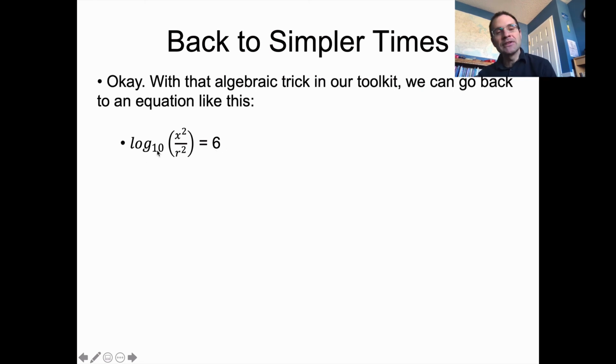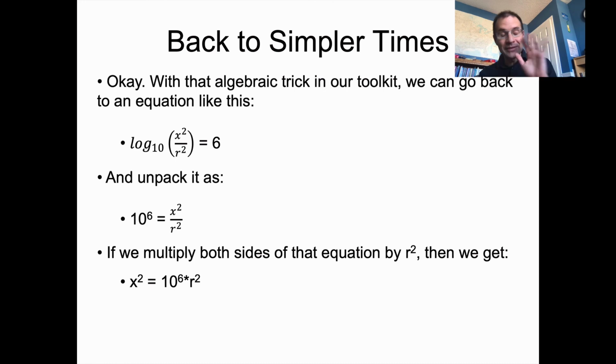But we can unpack this now, right? So we take 10 to this power equals this stuff. And the equation will look like this: 10 to the 6th power equals the power of the sound x over the power of the reference sound.